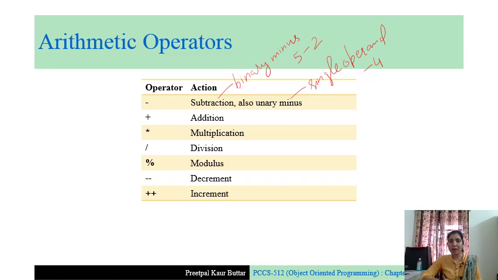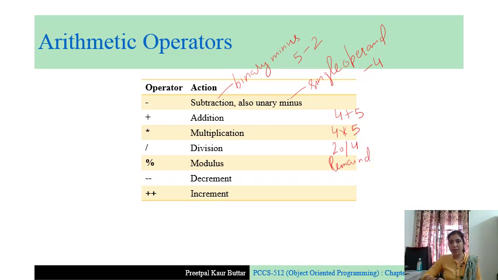Next we have addition. Addition operator adds two numbers, for example 4 plus 5. Multiplication operator is used to multiply values. Division operator, modulus operator. Modulus operator is the remainder operator, also known as remainder operator.